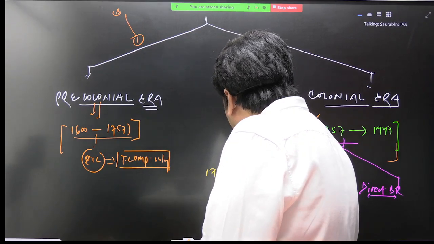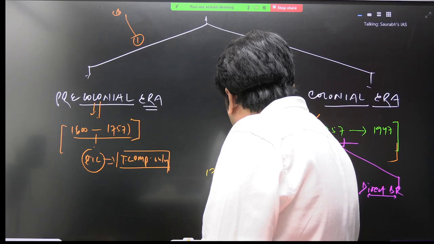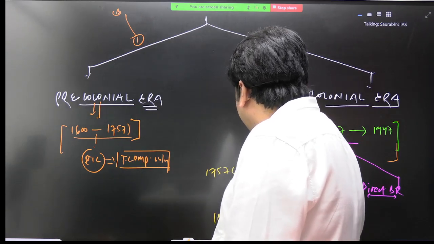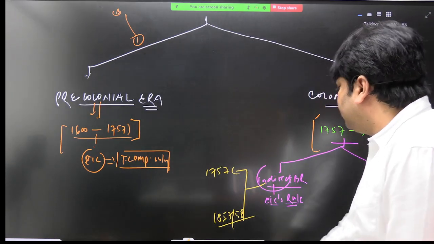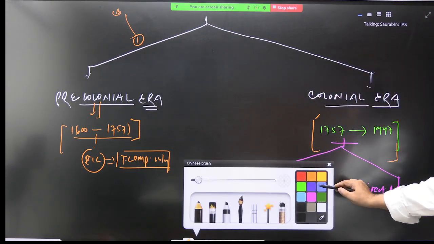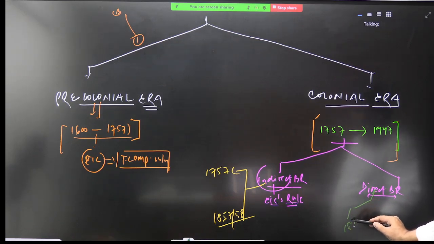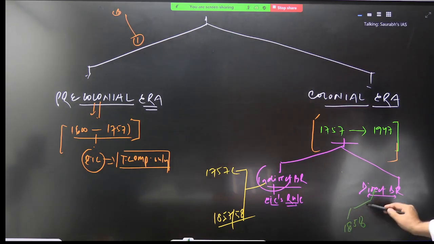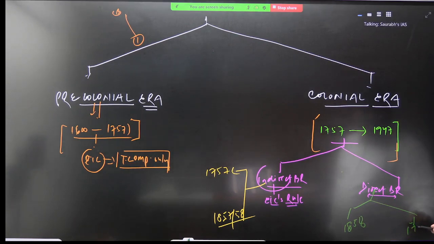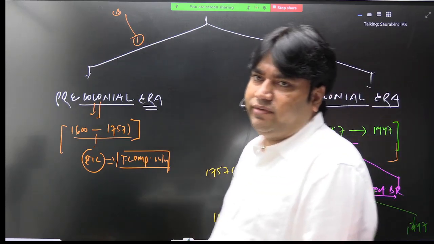So the phase will be from, very good, 1857-58. You can write both these years. Different historians mention different years. And the direct British rule, this time period is from 1858 to exactly till independence, that is 1947. This is one simple division.